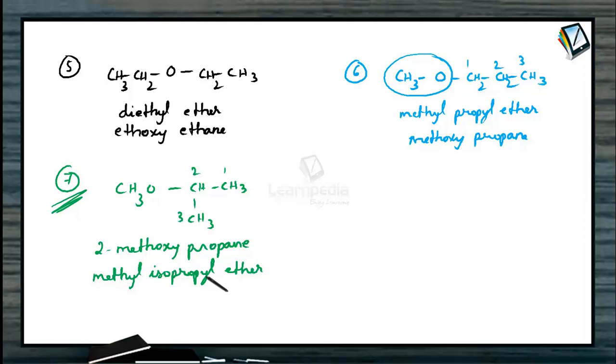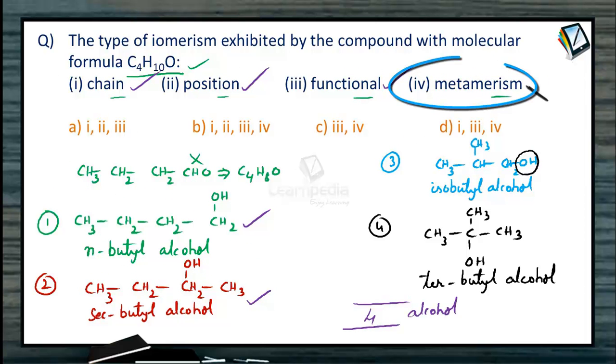So the fifth one is different from 6th and 7th in the nature of the alkyl groups attached to the functional group. And what is this one? This is nothing but metamerism. The isomers which differ in the nature of alkyl groups attached to it, that is called as metamerism. So that is the reason why this compound also exhibit metamerism.